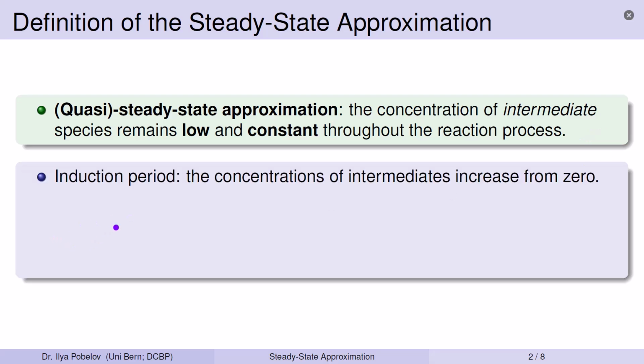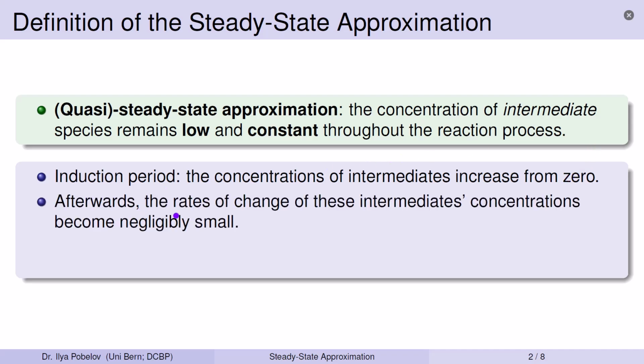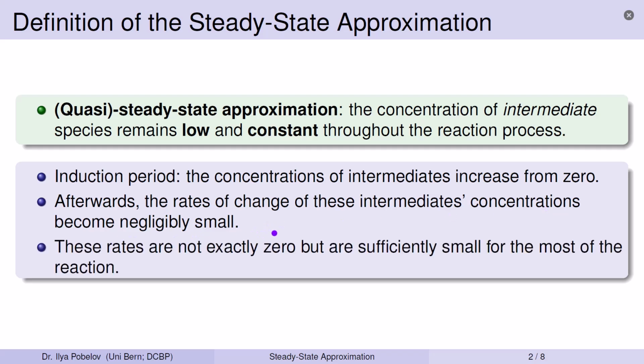More specifically, the reaction first goes through an induction period when the concentrations of intermediates increase from zero. Afterwards, the reaction enters a phase where the rates of change of these intermediates' concentrations become negligibly small. These rates are not exactly zero, but are sufficiently small for most of the reaction.